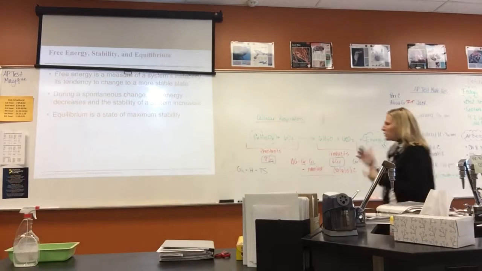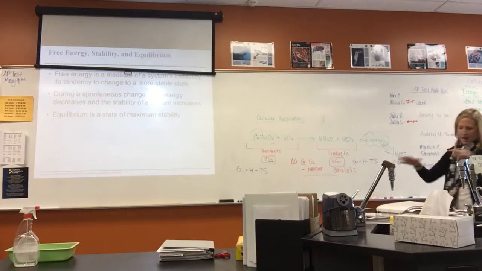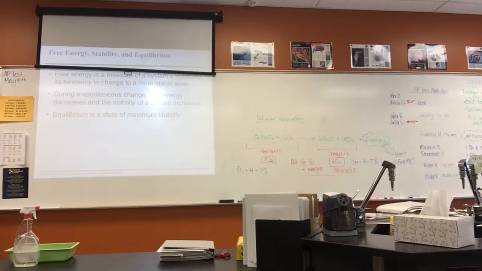And so when we reach equilibrium, that's the state of maximum stability. And we're going to learn that we don't want that to happen inside the cell. We don't want a cell to reach equilibrium, and we'll see why that is. So this process is spontaneous and can perform work only when it's moving towards equilibrium. So we want it to move towards equilibrium and not reach it.